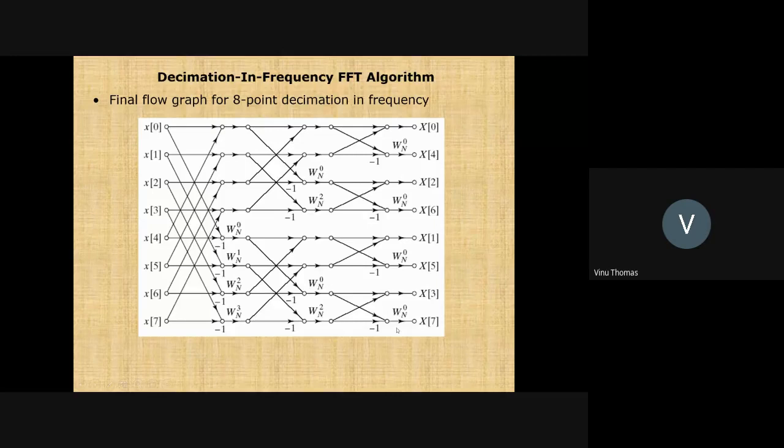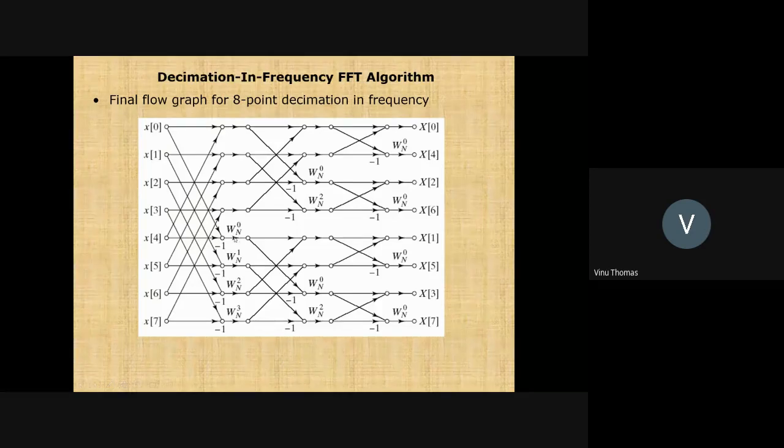So you see that now this has got a regular structure. You see that the output, that is the frequency samples, are in the bit reversed order, whereas the input sequence is in the natural order. So the input sequence is in the natural order and the output sequence is in the bit reversed order. Let us look at the number of multiplications per stage.